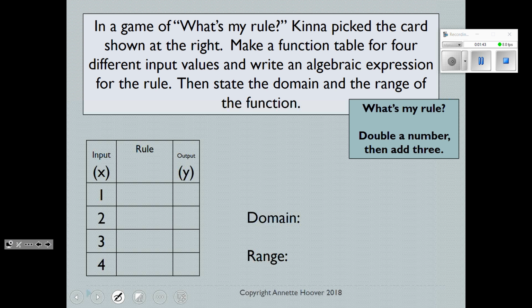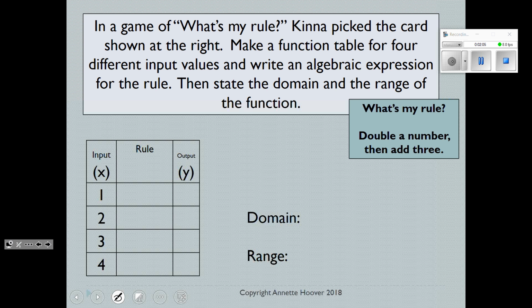In a game of What's My Rule, Kenna picked the card shown at the right. Make a function table for 4 different input values and write an algebraic expression for the rule. Then state the domain and the range of the function. So here's the card. It says, what's my rule? Double a number, then add 3.